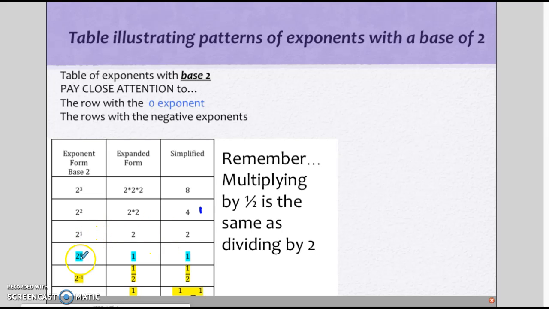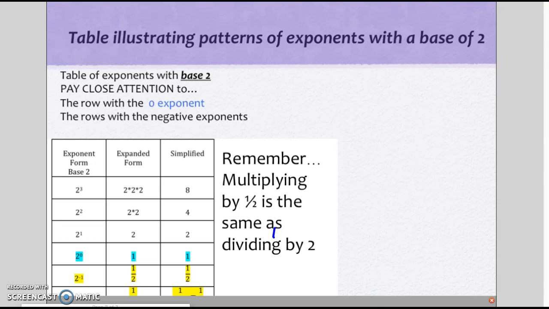So here's where it gets really kind of cool, and we're going to be able to determine why this works in another class period or so. But 2 raised to the 0 power is 1, because as I come down this column, what's happening each time? I'm dividing by 2 or multiplying by 1/2. 8 times 1/2 is 4, 4 times 1/2 is 2, 2 times 1/2 is 1. Then we get into negative exponents. How cool is that?